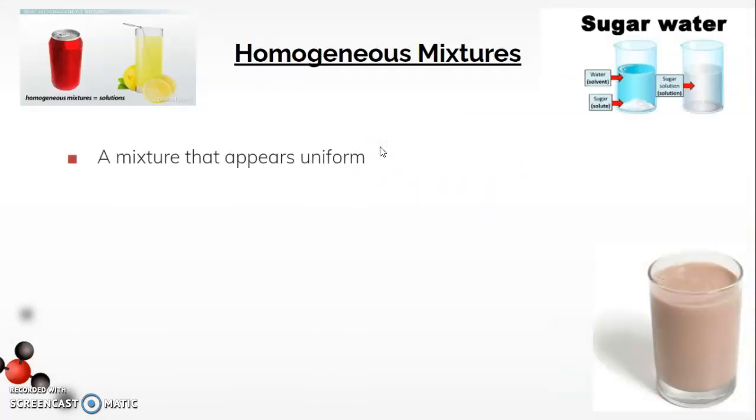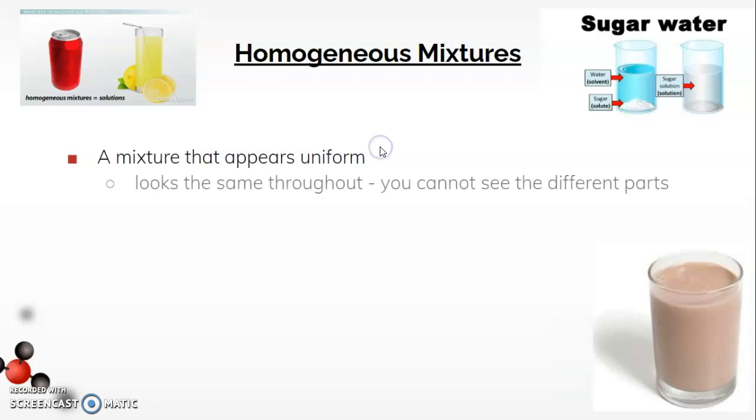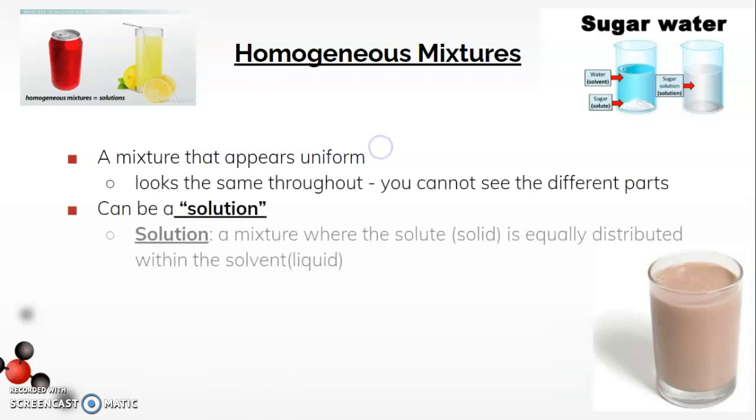So first we'll talk about homogeneous mixtures. If you need a trick to remember, homo means the same, our Latin word. Science loves our Latin, right? So homo is a very common prefix for words, and it means the same. So homogeneous mixtures means that the mixture appears uniform, or it appears the same throughout. You can't really see the individual components of it.